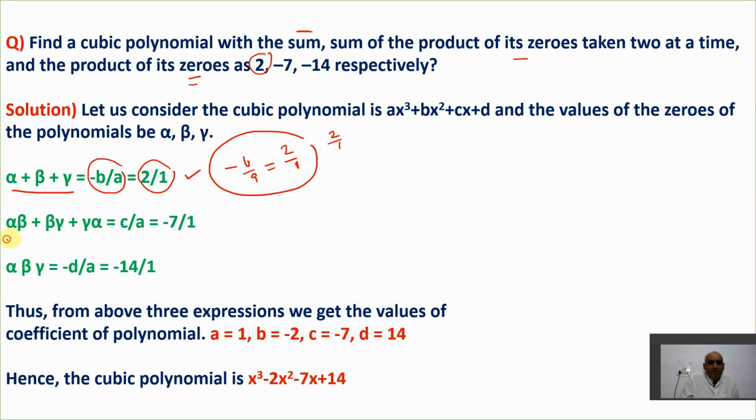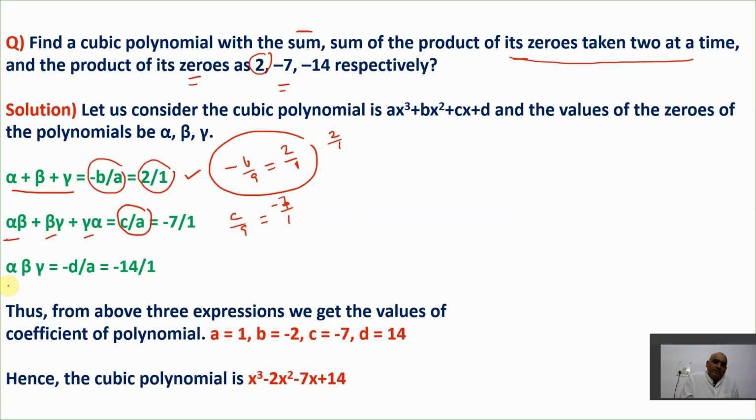So next given to you in the question is minus 7, and that is the product of zeros taken two at a time. Alpha beta is the product of two zeros taken two at a time, plus beta gamma plus gamma alpha. This is equal to c by a. Now c by a is given to us as minus 7. So minus 7, I can write as minus 7 by 1. Same thing. That is the point.